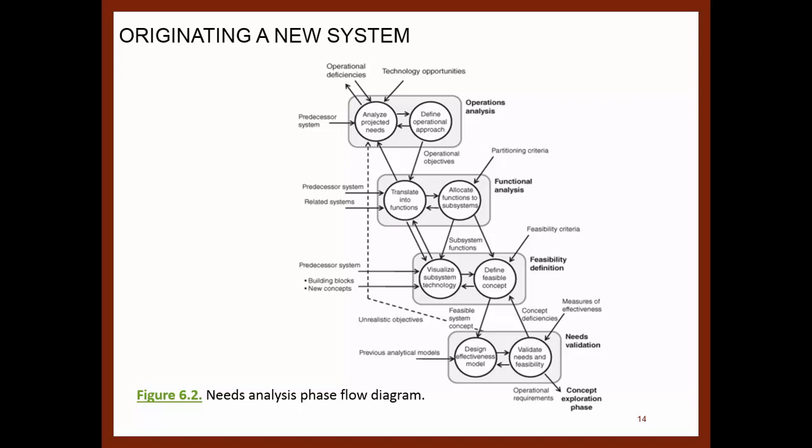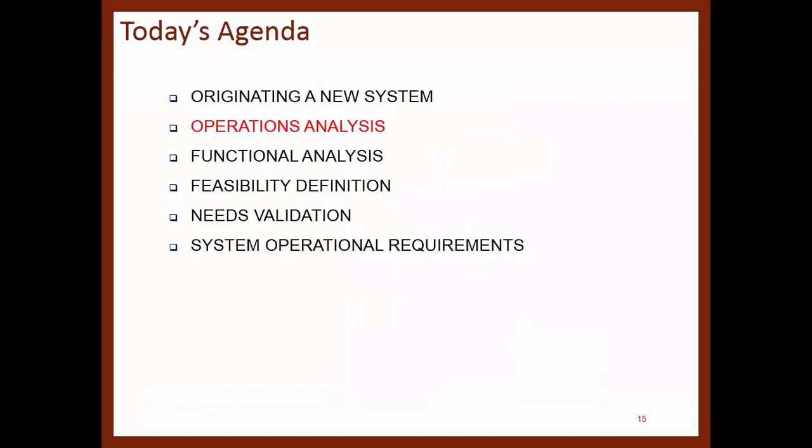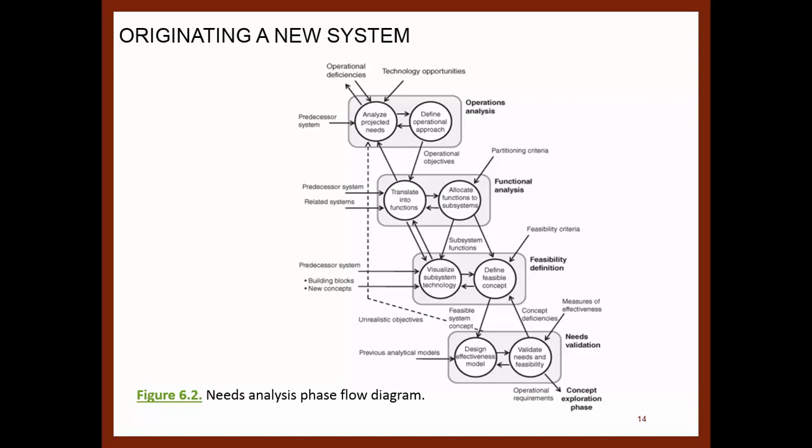So if you see those arrows, that shows the input outputs for each one of the areas of this systems engineering method: operational analysis, functional analysis, feasibility definition, and needs validation. And all this in relation to the needs analysis phase. Okay, so we talk about the needs analysis, we talk about the systems engineering method. Now we're going to focus on this part, operational analysis.